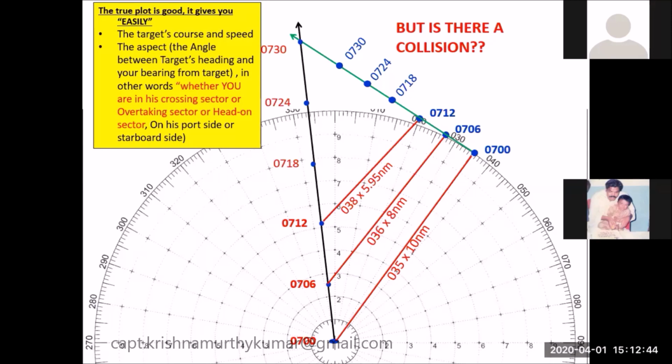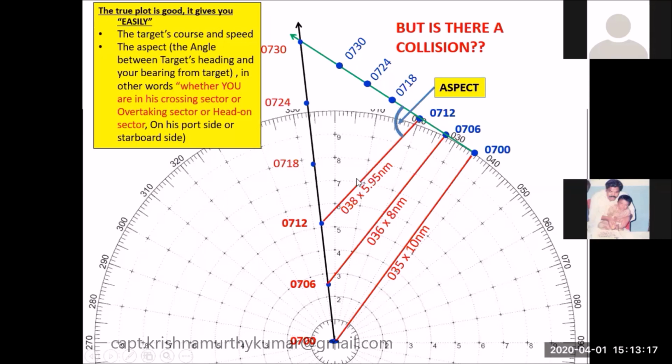There are many advantages of true plot. One more I will talk about is that you will find the aspect of the ship quite easily. What is aspect? That is aspect. Read this here. So this, between his course and the bearing of you from him, this is the aspect.